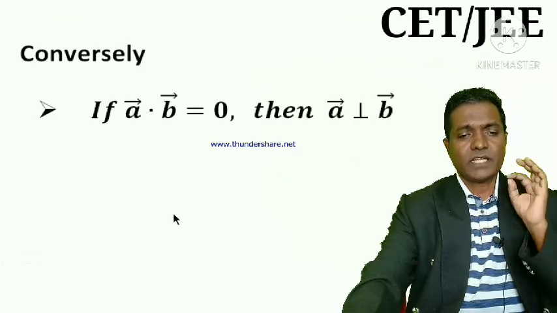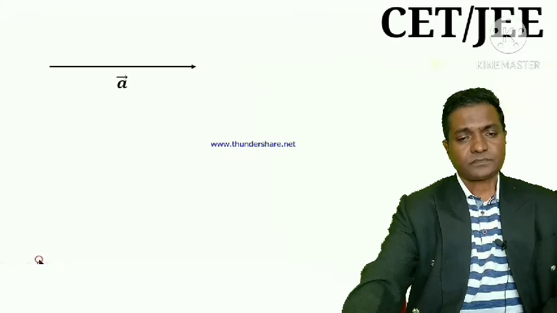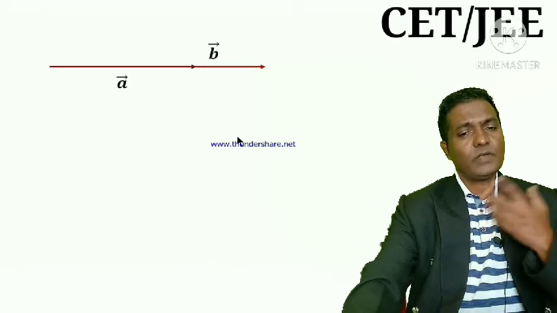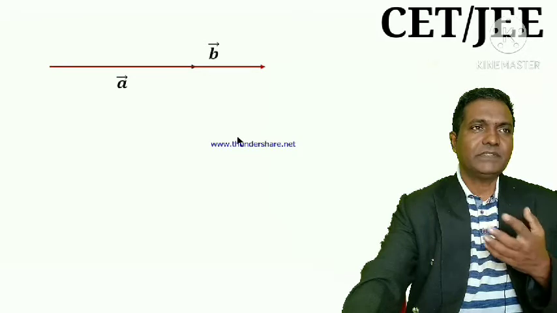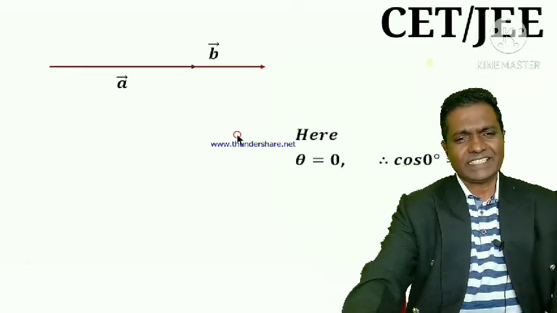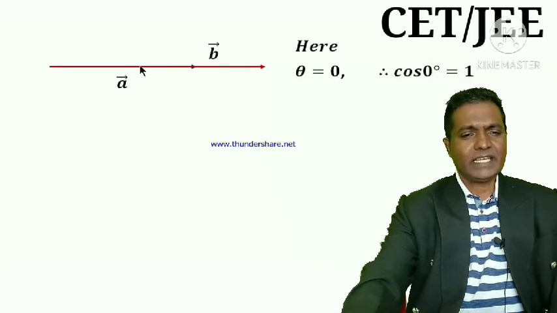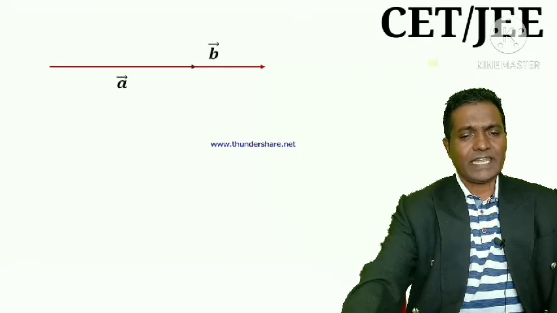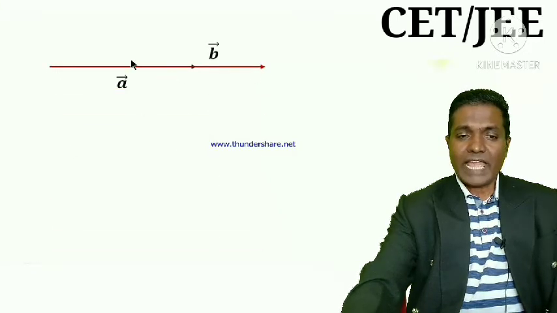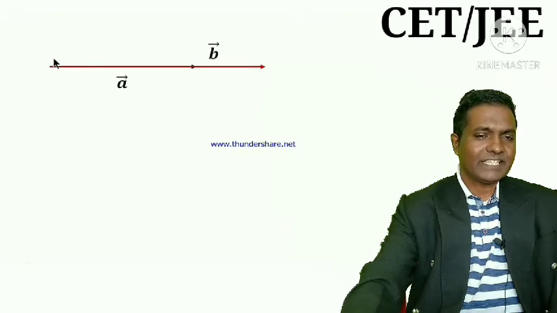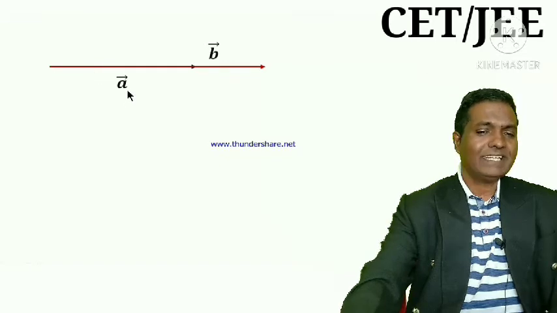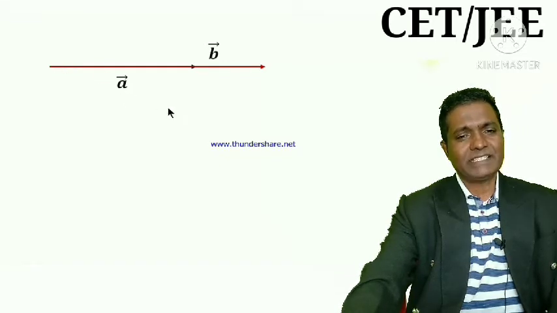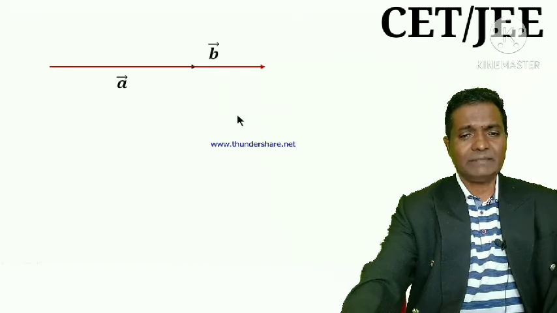Okay, very much important concept. Now look at this. What will be happening if the angle between two vectors is 0? Now see here, there are two vectors, vector A and vector B. So vector A is there and there is one more vector B, and the angle between them clearly is 0 here, because B is overlapping on A. They are all in the same direction.